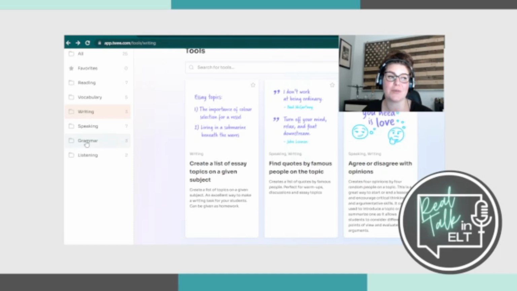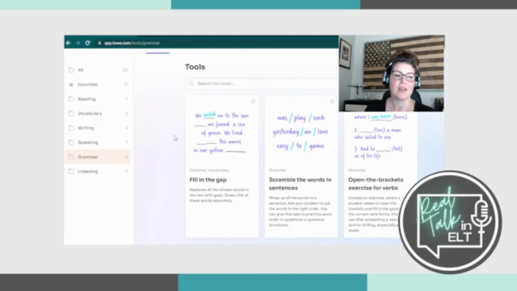So let's go down to grammar and listening because they only have 3 and 2. So we can put those together. So let's start with grammar and see what we've got. We've got fill in the gap, scramble the words in a sentence, and open the brackets exercise for verbs. Here we go. Fill in the gap.